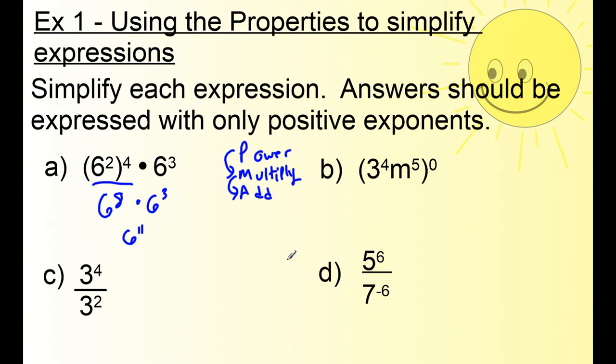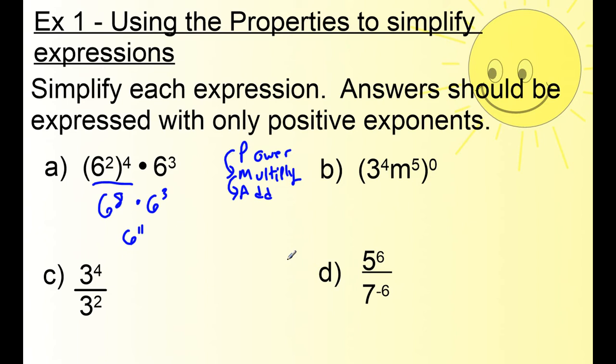It's just that this PMA is kind of a way to help organize your thoughts, how to remember these properties a little better. So I'm going to try to use this a little bit here throughout the lesson. I know you'll be using it in the collaborative project for this lesson. But let's continue on. Letter B.